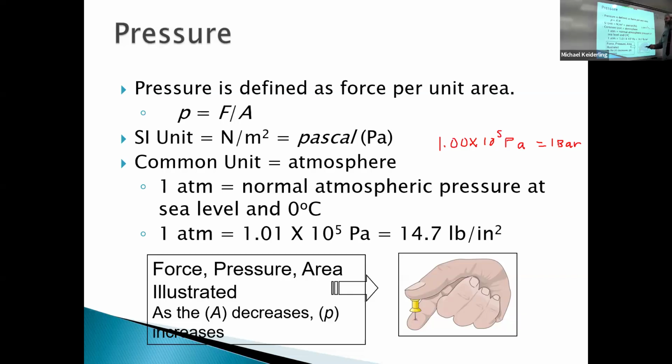And here's an example of force, pressure, and area illustrated. So if you've ever used a thumbtack or a knife, that's a tool to increase pressure by decreasing area. So the idea is with the thumbtack, your thumb applies force over a large area, but the sharp point transfers that force over a much smaller area, leading to a much higher pressure.